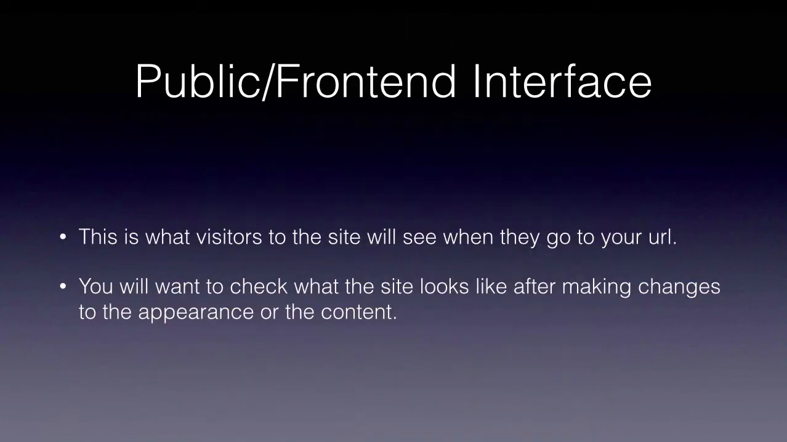And then we've got the public or front-end interface. So this is what the public visitors to your site will actually see when they go to your URL. And to access that, it's just whatever your URL is, as long as your WordPress files are sitting in that root web directory. So when you're developing your site's theme, you'll want to go back and forth between the front and the back end to check that the changes that you've made have worked correctly.